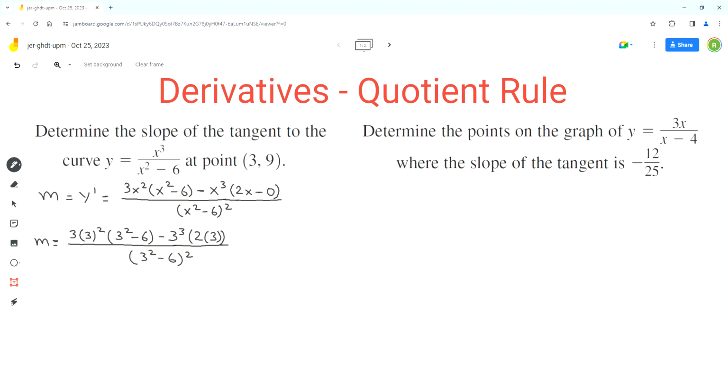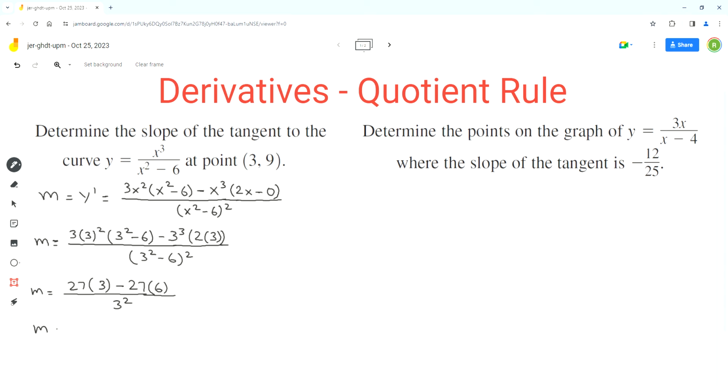Now we can simplify the numerator further. In the first step, 3 times 3 squared, we know 3 squared is 9. So 3 times 9 is 27, and then in the parentheses 3 squared is 9, so 9 minus 6 is 3, minus 3 to the power 3 is 27, so 3 times 3 times 3, times 2 times 3, which is 6, over, now in the denominator, 3 squared is 9, 9 minus 6 is 3.